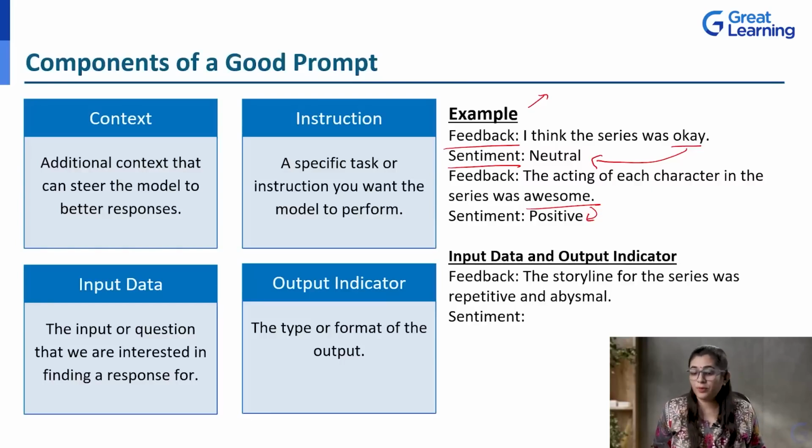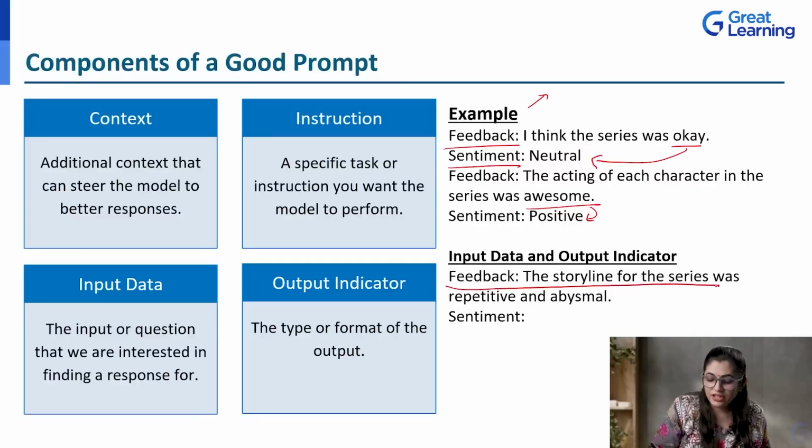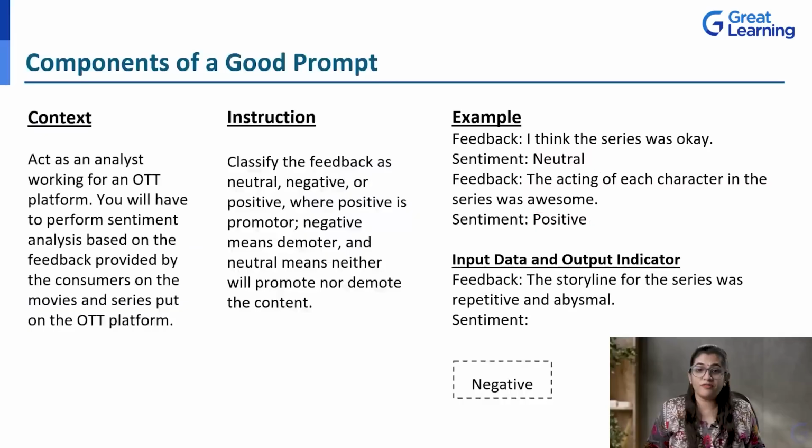Now, your input data is "The storyline for the series was repetitive and abysmal." And your output indicator here is sentiment. What is the sentiment for this? You're asking ChatGPT what will be the sentiment of this entire prompt.